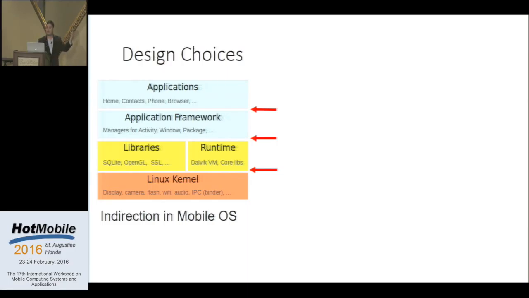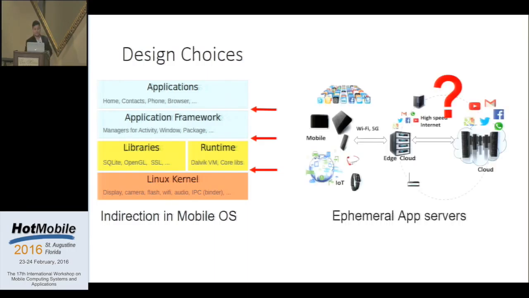chose to do, because most of the functionality an app actually executes comprises this application framework, libraries, runtime, and Linux, apart from its own source code. The second choice that we had was, where exactly do you put this edge ephemeral app server? You could put that in a remote cloud. You could put that in CDN servers, or you could put that in the cloudlet servers.